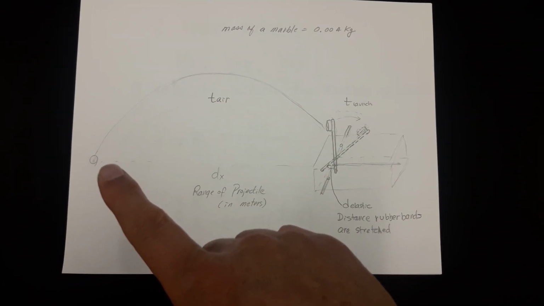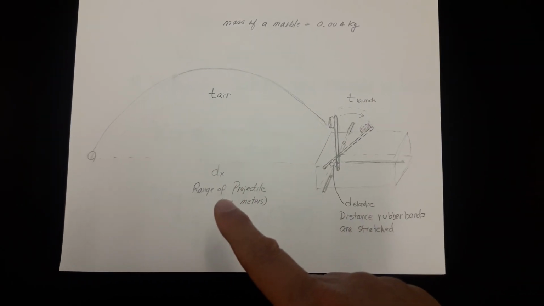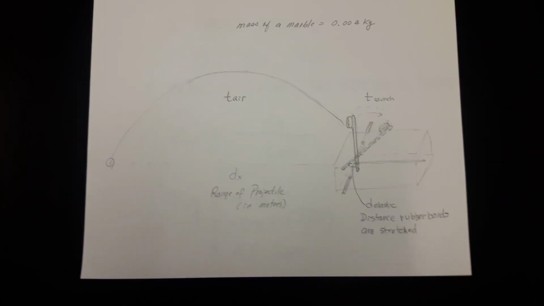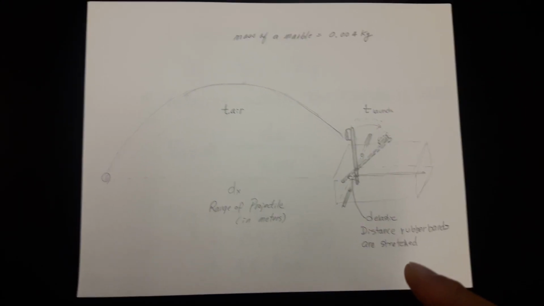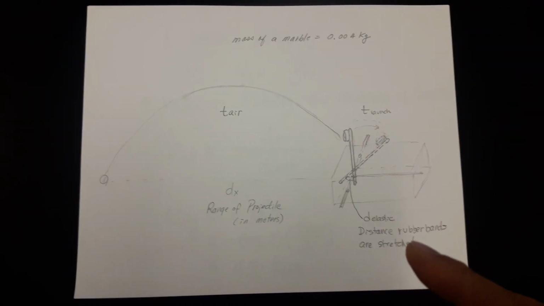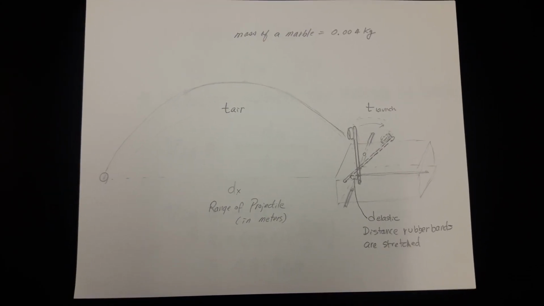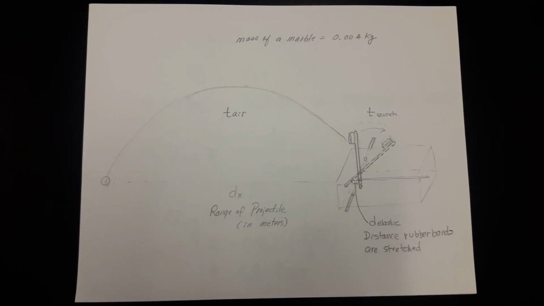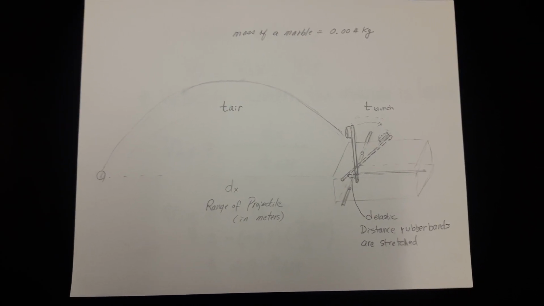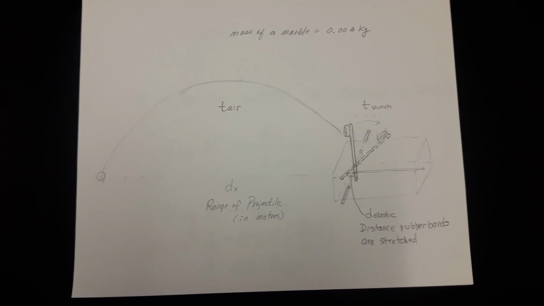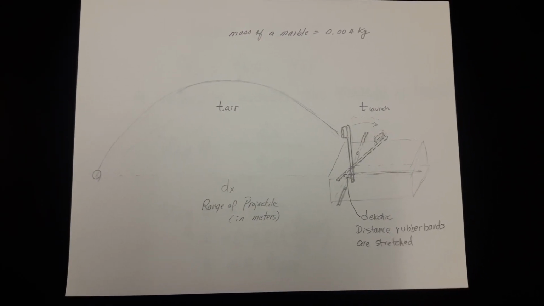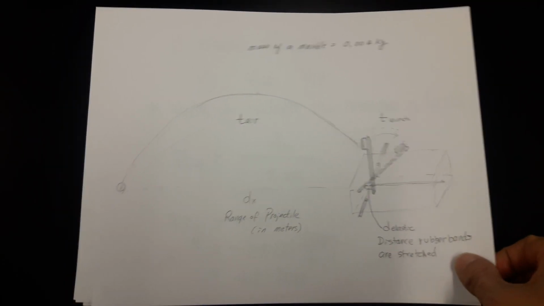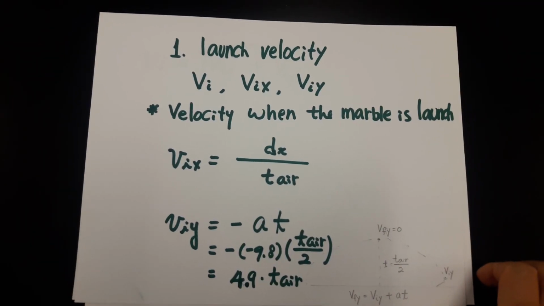stops here, and this distance is called range of projectile, or dx, and the time of the marble in the flight is called air time. I already measured the mass of the marble, it is 0.004 kilograms. Okay, I will explain how to calculate launch velocity.